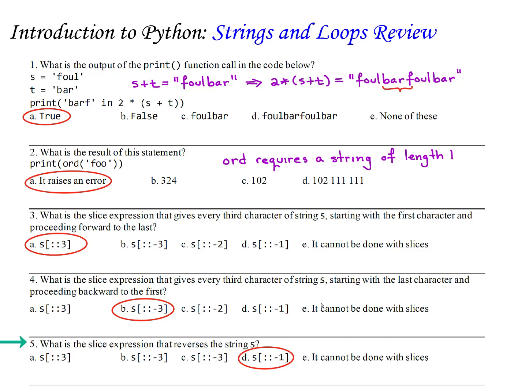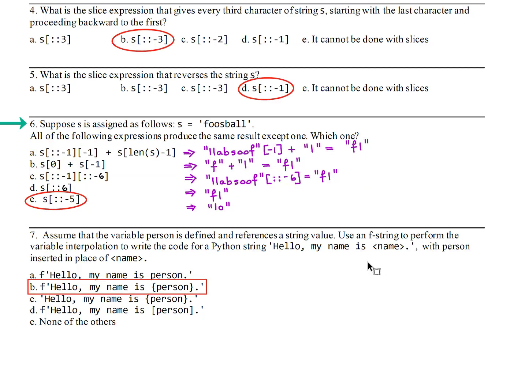And number 5, which of these expressions reverses the string? That would be s[::-1]. Turn it around and take every character. s[::-1], that's D.